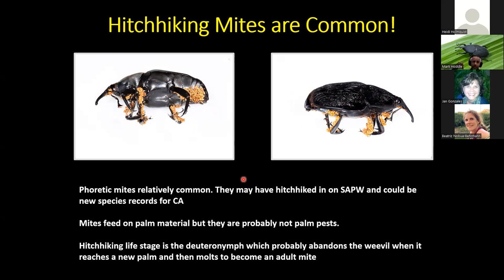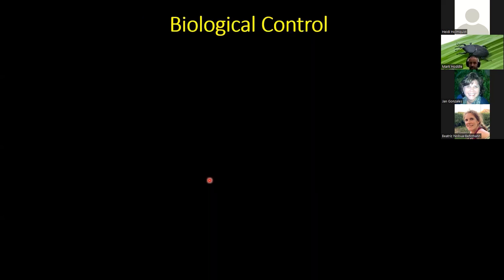We got the weevil, and we've probably got a couple of species of phoretic mites that weren't present in California until the weevil arrived. And it is possible in the future we will end up with red ring nematode, courtesy of South American palm weevil as well. So this beetle is very good at moving other organisms around into new areas where they did not previously exist.